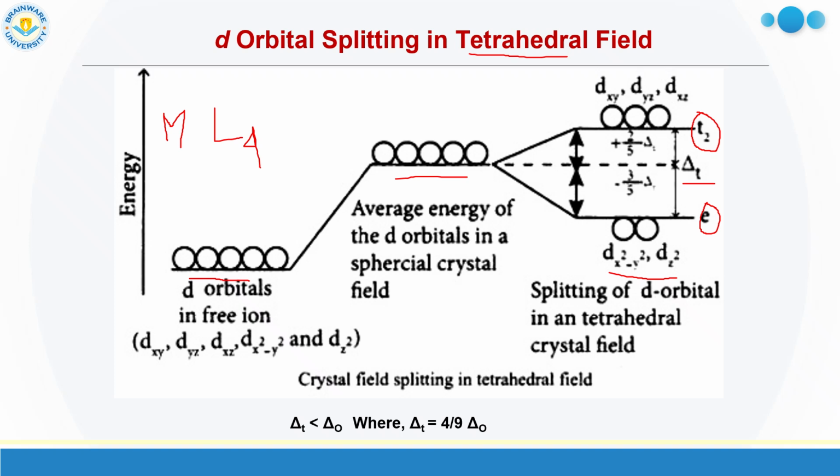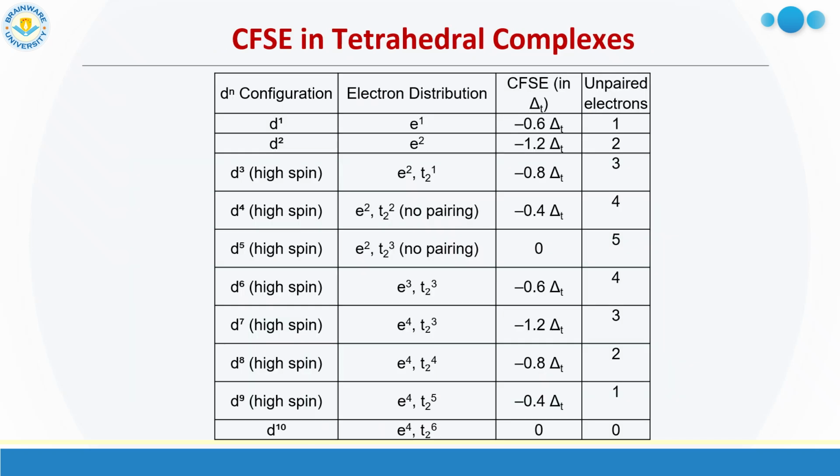And here for tetrahedral complexes, as the extent of interaction is less, del T, the gap, is very much less than del O. Always del T is less than del O. Now how much less? That is the fraction 4 by 9. So del T is 4 by 9 del O. As it is a fraction, del T is always less than del O. So as the gap in the tetrahedral complex is less, the T2 and E gap is less.